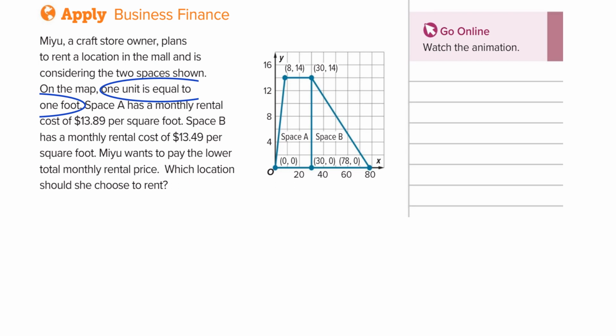So I have to make sure that when I'm converting this and looking at all my steps, that I understand that it's the measurements that I'm looking at, and they're equal. 1 unit is equal to 1 foot, because that's going to be important at the end.